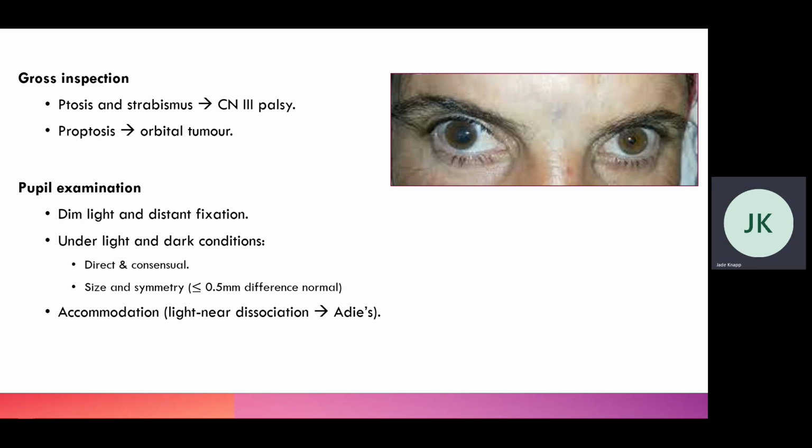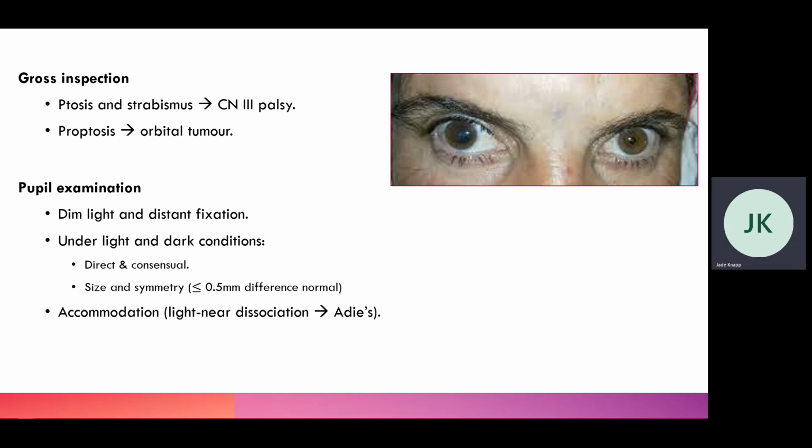Distance fixation means give them a target on the wall behind you or wherever you're examining them from, so they're not looking at something up close. If you look at something up close, that's going to activate the accommodation reflex, which I talked about earlier. So if I'm looking here, both my pupils are going to constrict. So it's not going to be a good pupil exam because you've sort of got a false constriction going on. So if you're examining them, don't stand right in front of them because they're going to be looking at your shirt and their accommodation reflex is going to be activated. Stand to the side, give them a specific target, make sure the lighting's right, and then you start your examination.